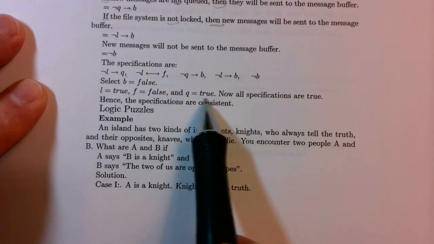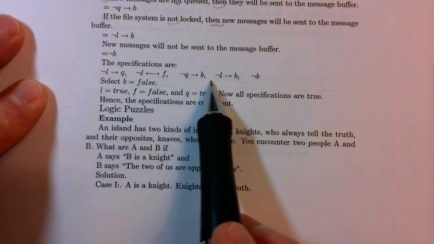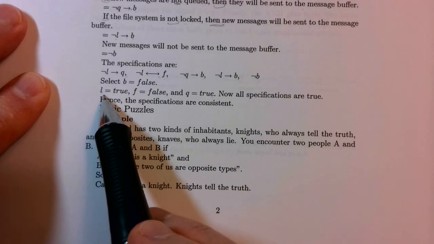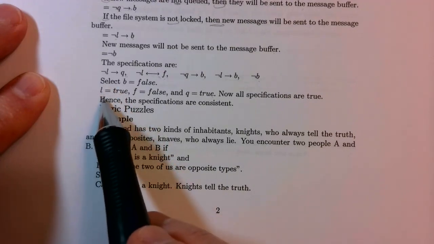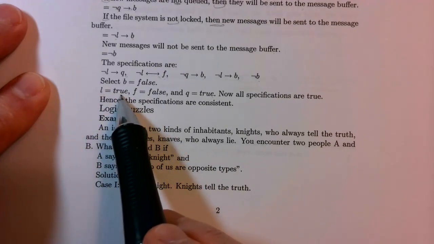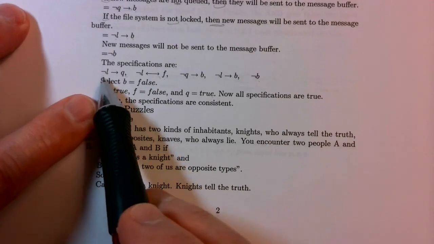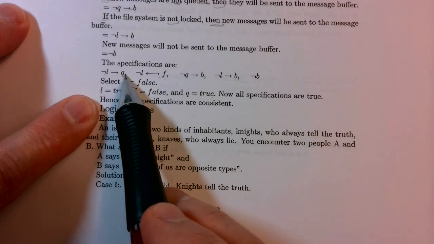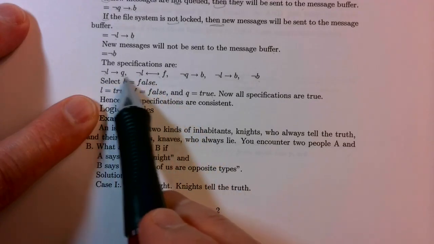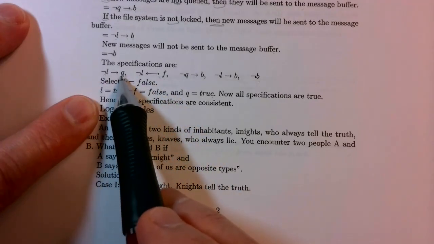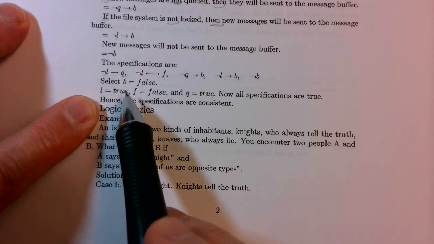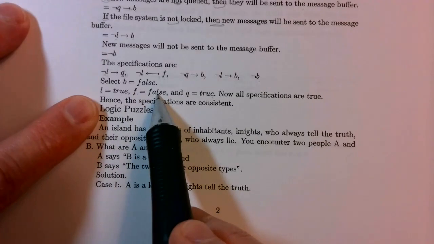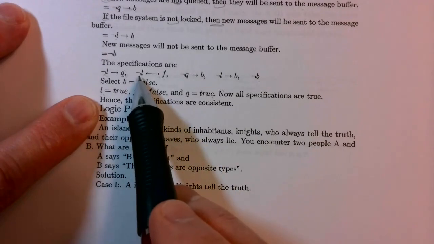We try to make such selections that all these specifications are true. If L is selected to be true, then not L is false, and this Q doesn't matter. This will be a true implication. L is true, this is false.